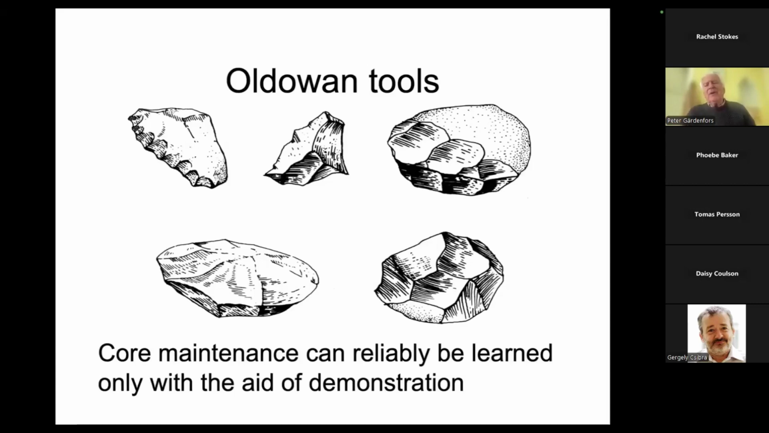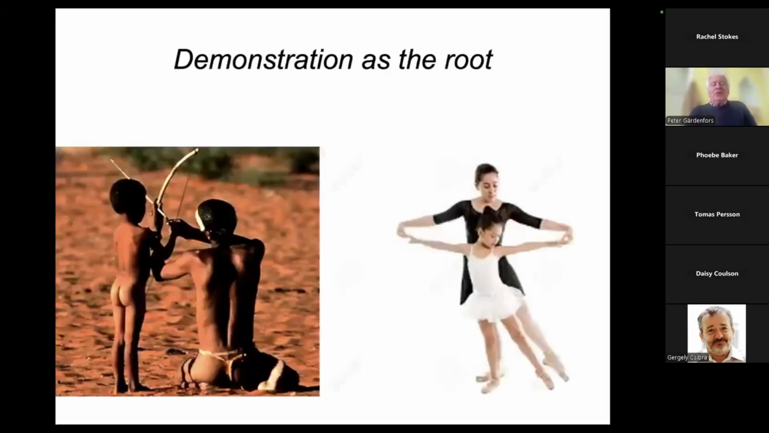And one way of doing it is by the demonstrator marking in which order you perform the napping strikes and so on. So the argument is that already the older one tools require demonstration. You may disagree with this, but this is part of the argument that we put forward in this article. So let's go to demonstration, because that's the root of things.